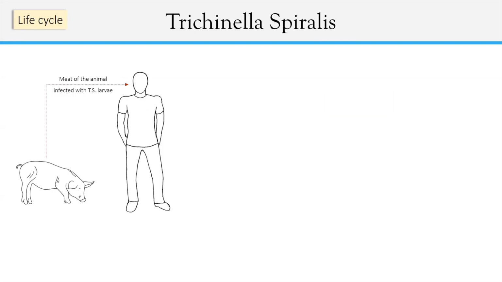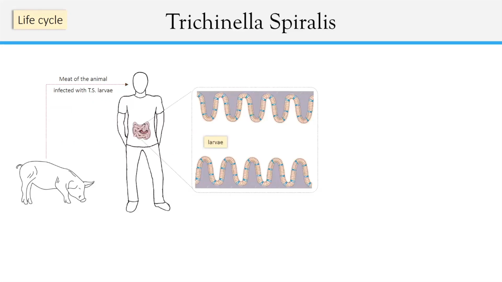Typically, infection of Trichinella spiralis occurs due to eating the meat of an animal that is infected with Trichinella spiralis larvae. Then, larvae will appear inside the intestine of the patient, and there they will be transformed into the adult worm during approximately 30 hours. The lifespan of the adult worm is 40 to 50 days.